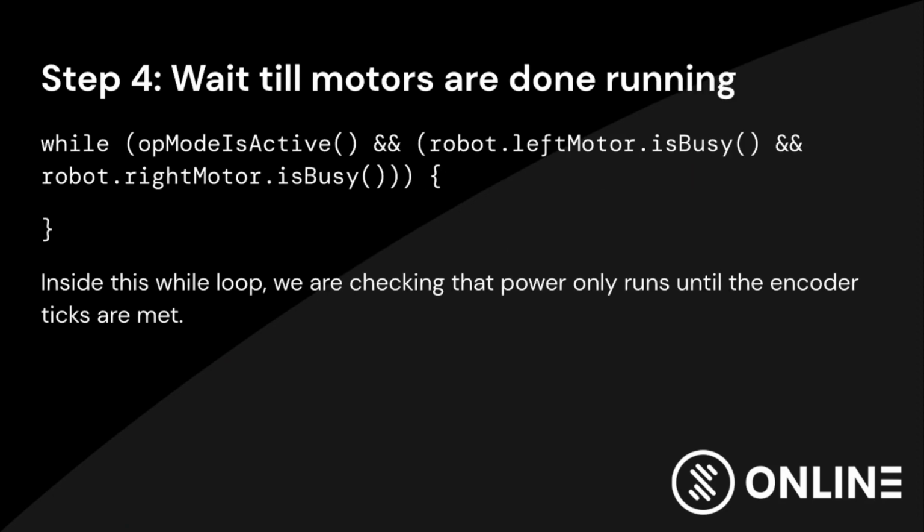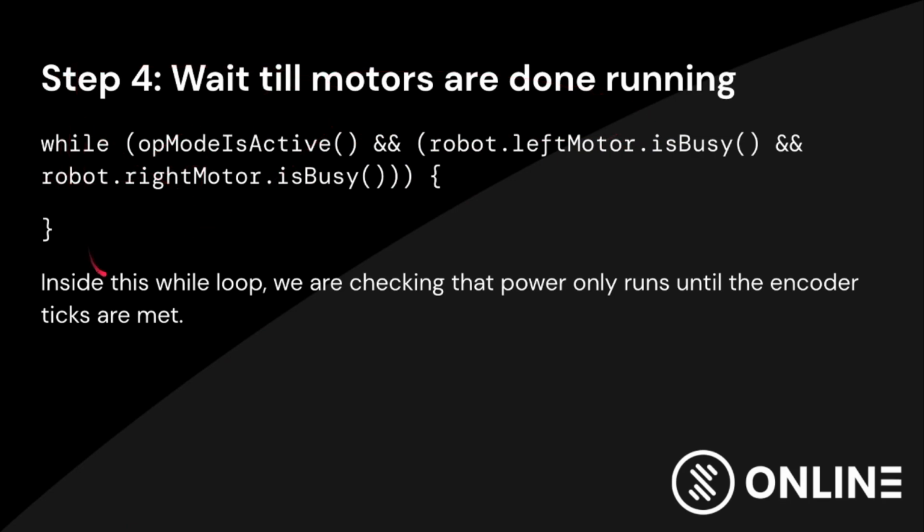So step 4, we're going to wait until our motors are done running. So right here we have a while loop that only runs if all these conditions are true. So if our op mode is active, so if our program is running, if robot.leftMotor is busy, so it basically says if the motor is running, and then if the right one is running. So see how there's parentheses right here and here? That's basically saying both the motors have to be running and this. So if one of these is not working, the entire thing goes out.